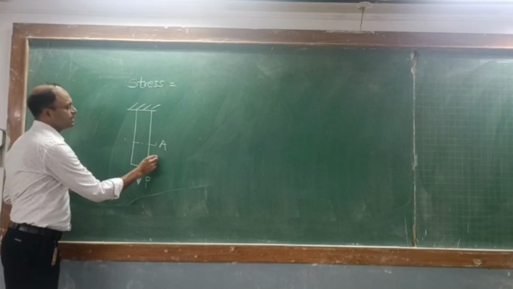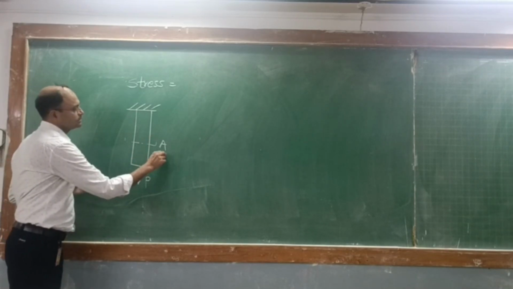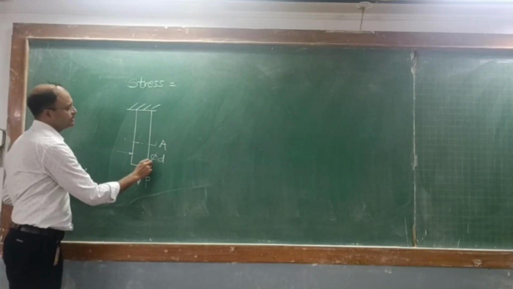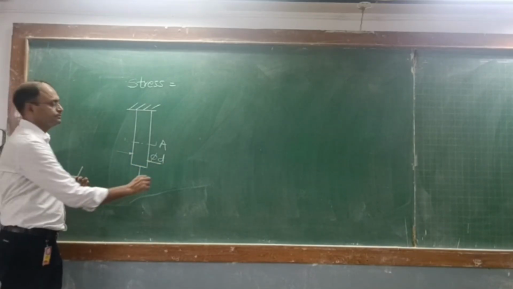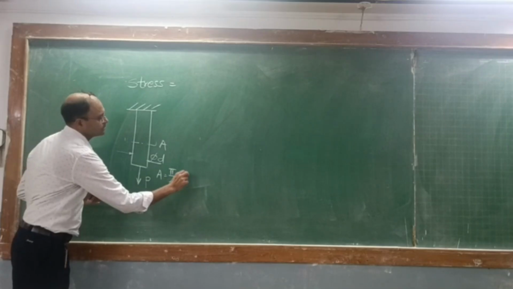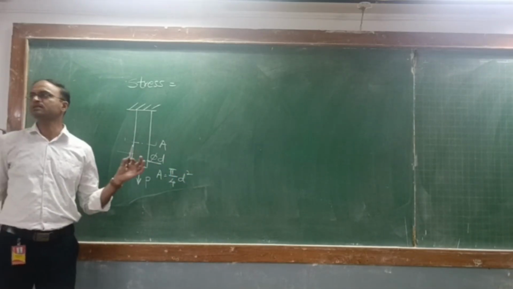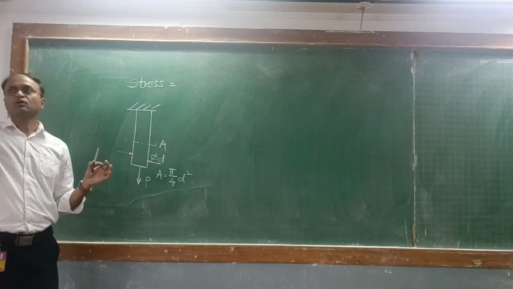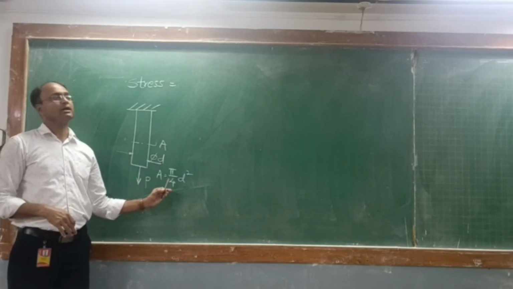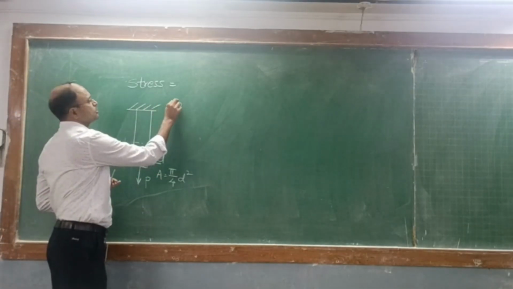If this particular rod has diameter D, then the area of the rod will be pi by 4 d square. This is the cross section. Area means which area? Cross sectional area. Cross sectional area will be pi by 4 d square. Then we studied the concept of stress.